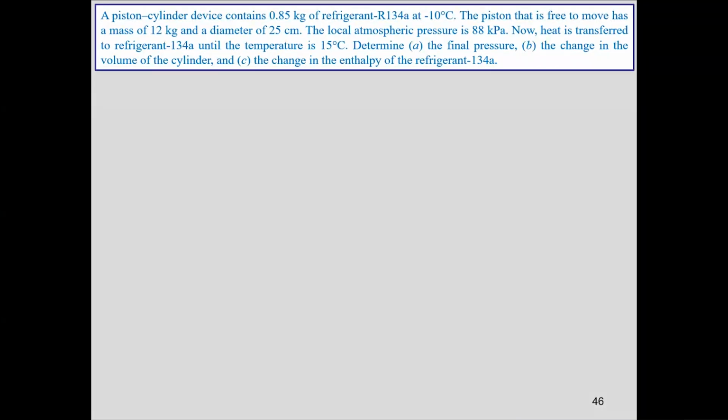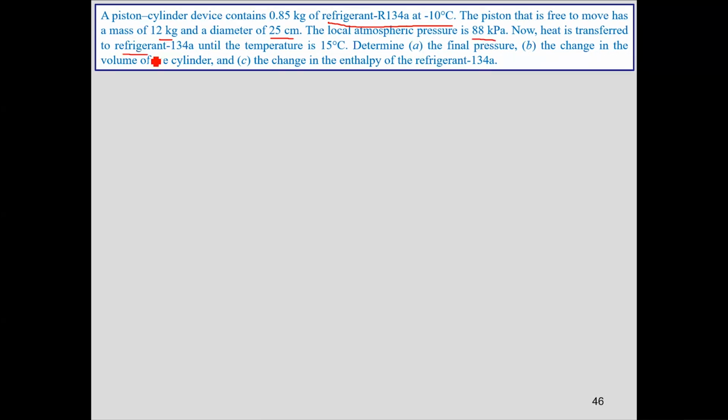So we were looking at this problem in the last class, and we said that the problem states a piston cylinder device contains 0.85 kg of refrigerant R134A. So the fluid has been specified for you to be R134A, and initially the fluid is at minus 10 degrees. The piston is free to move, has a mass of 12 kg, diameter of 25 centimeter. The local atmospheric pressure is 88 kilopascal.